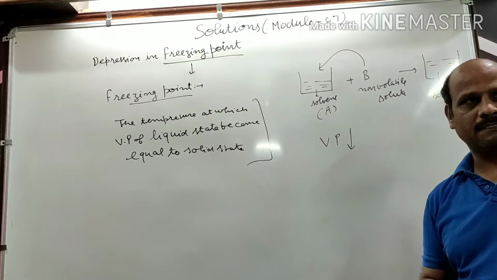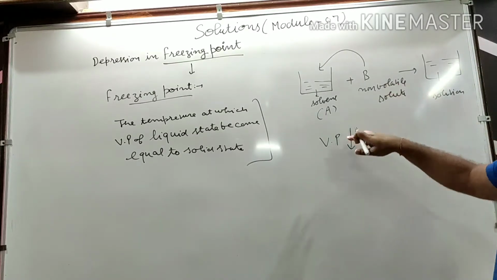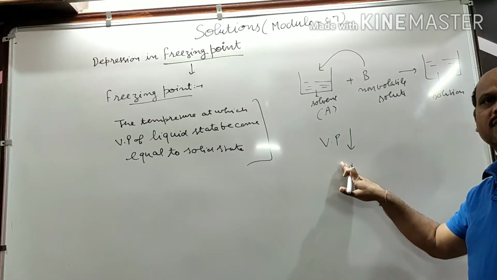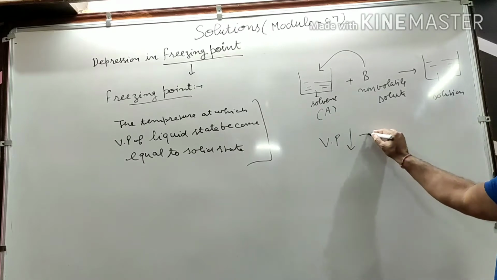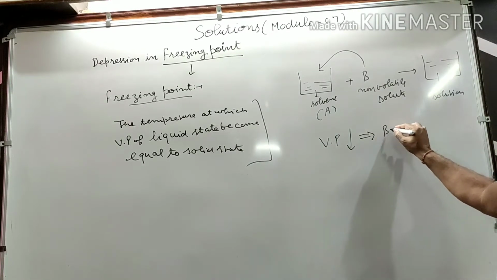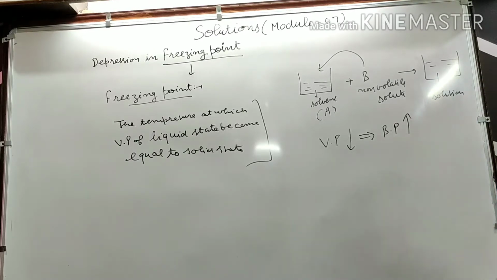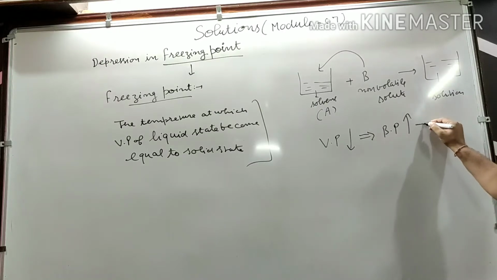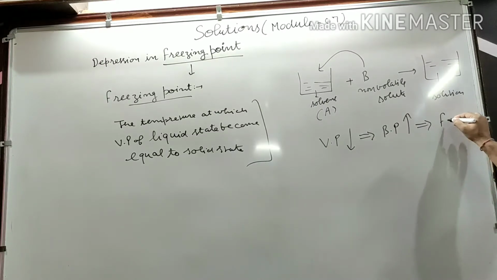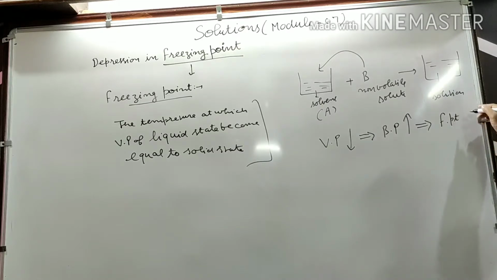You know very well that vapor pressure and boiling point have an inverse relation. That is why boiling point goes on increasing. Because boiling point and freezing point are opposite to each other, that is why freezing point goes on decreasing.